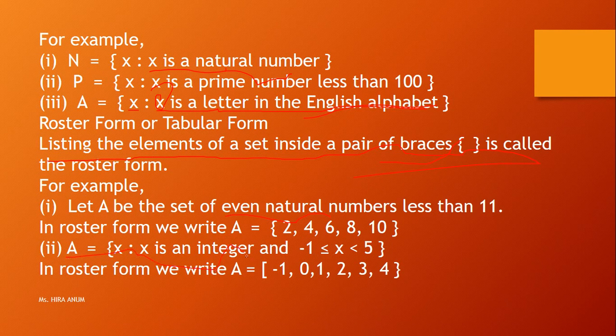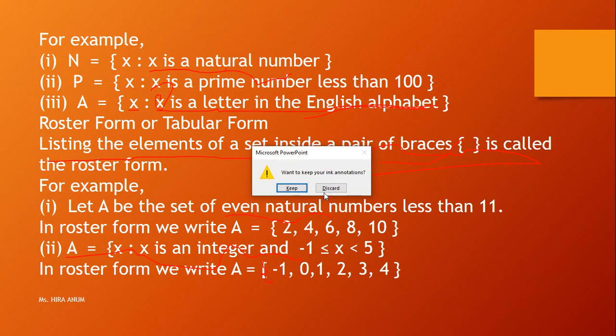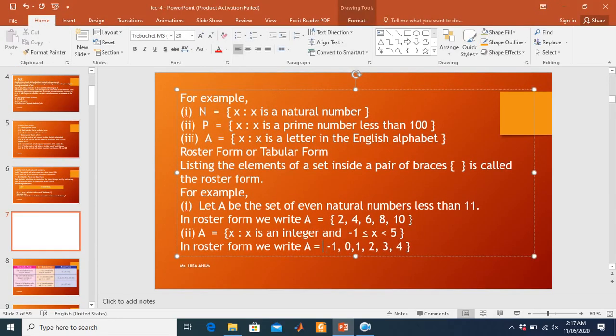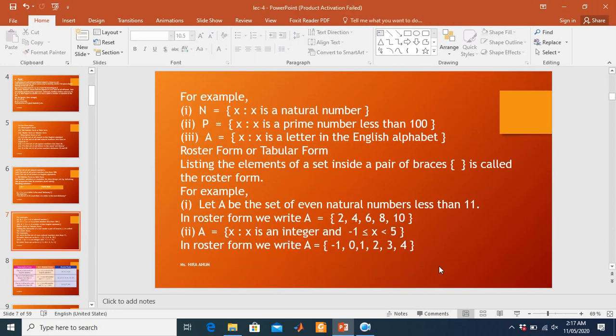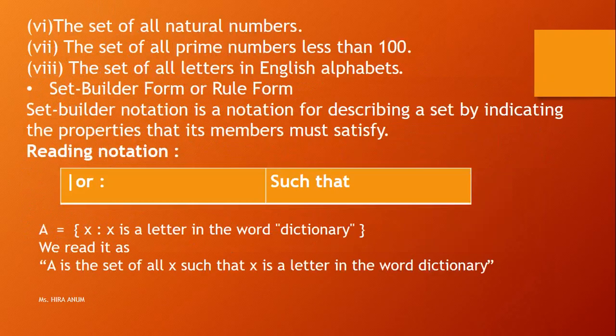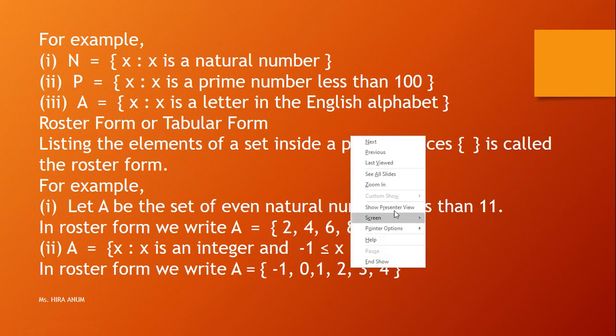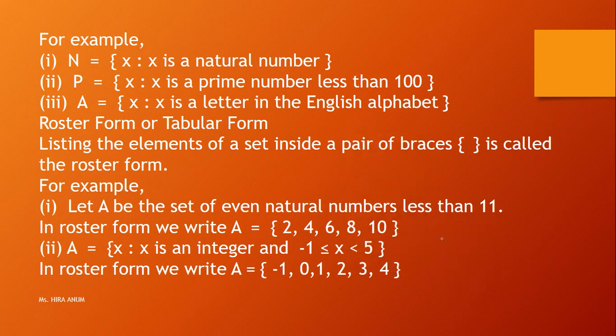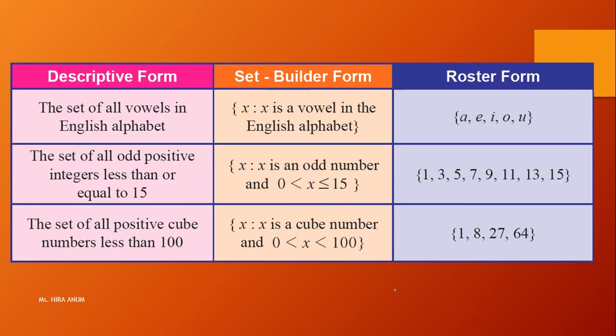Then integers X such that minus 1 is less than or equal to X less than 5. Then you can write here, the bracket will be curly. You can write curly brackets, otherwise it is not a set. When we write curly brackets, it is a set, otherwise it is not a set. So in roster form we can write this.